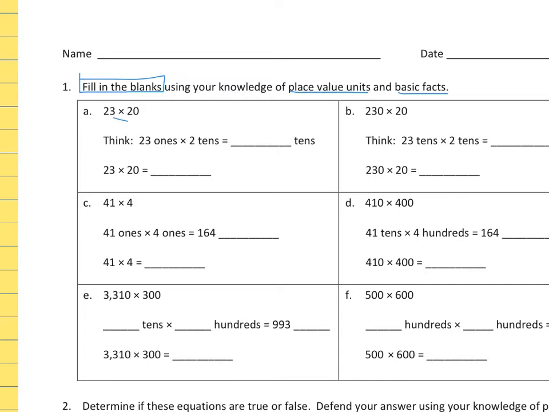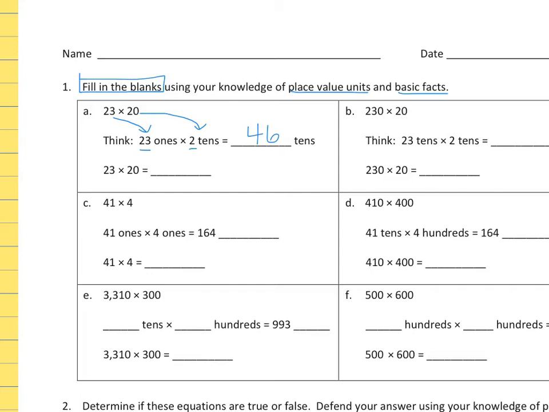And so what they did is they changed 23 to be unit form. So it's 23 ones. And then they changed 20 to be 2 tens. And so right now we're going to think about if we have 23 ones and we're going to multiply it by 2 tens, let's just multiply 23 times 2. That's like taking 23 and doubling it, and we should get 46.